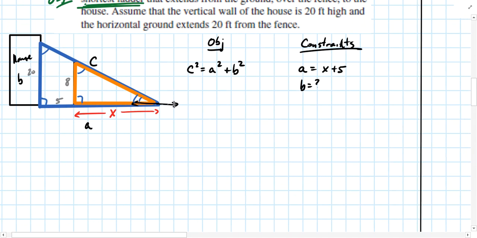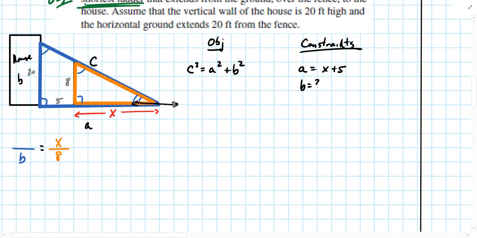And this is where the similar triangles come into play. I know that the proportion of A to B is going to be the same as X to 8. A being the base of the blue triangle and B being the height of the blue triangle must be equivalent to the ratio of the base of the orange triangle to the height of the orange triangle.